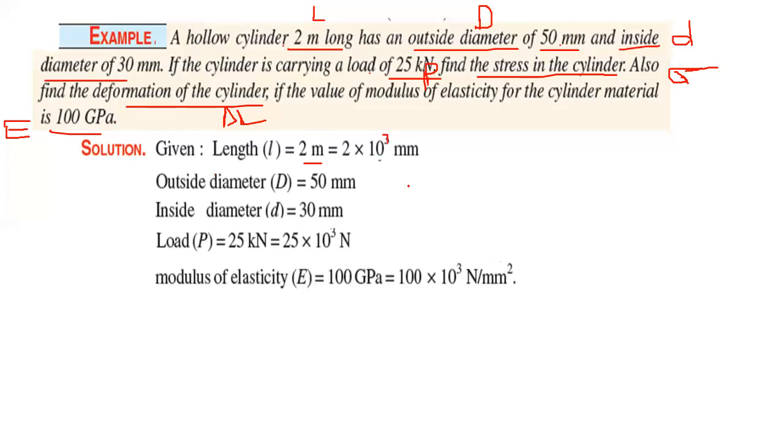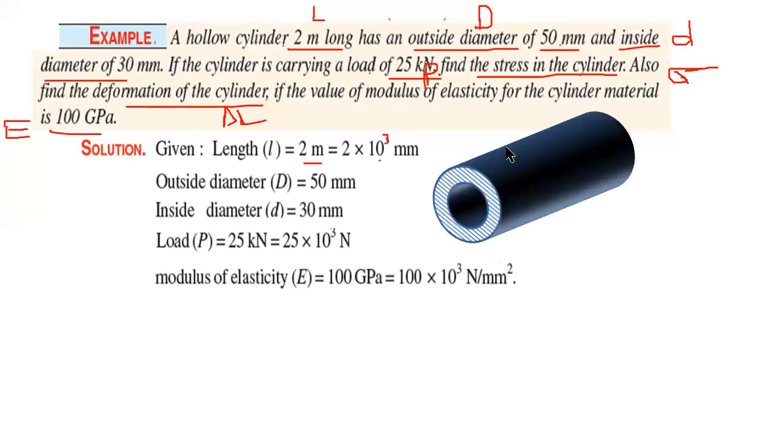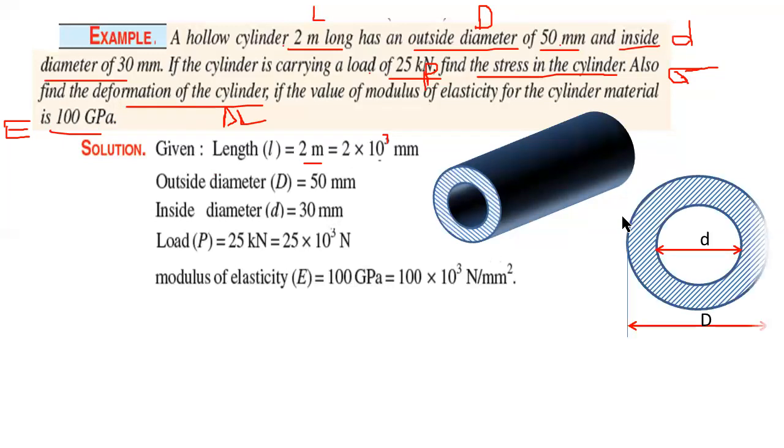So 2000 mm. And the outer diameter here, this is the shape of a cylinder. A hollow cylinder means it has an internal hole. Okay, so this is the cross section of the pipe. This is the inside diameter and this is the outer diameter. Capital D equal to 50 and small d equal to 30, these are the dimensions for this pipe, and the load acting on this pipe is P equal to 25 kilonewton.